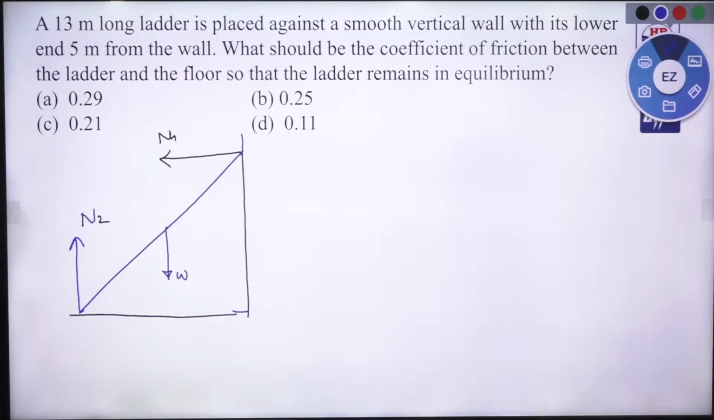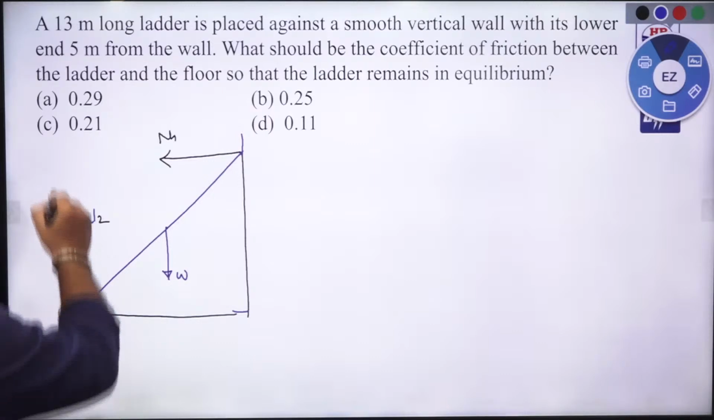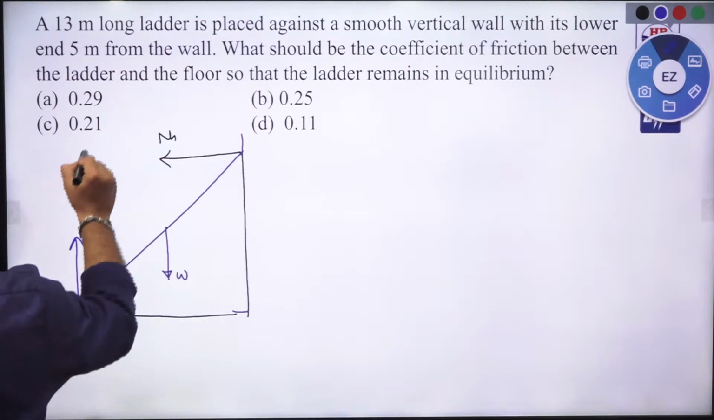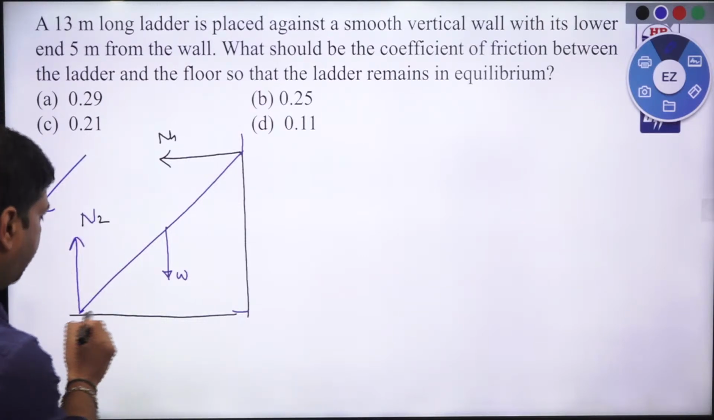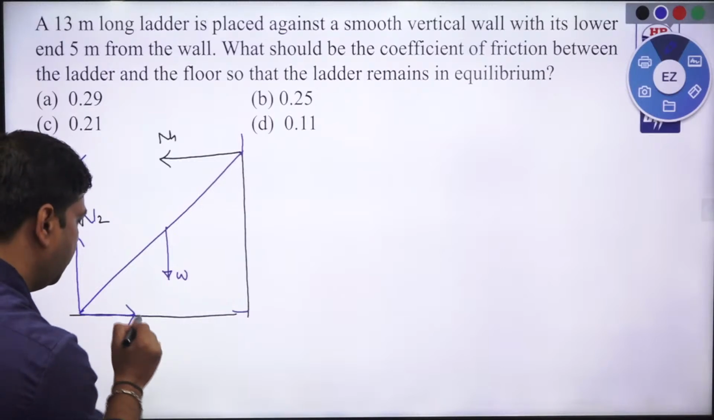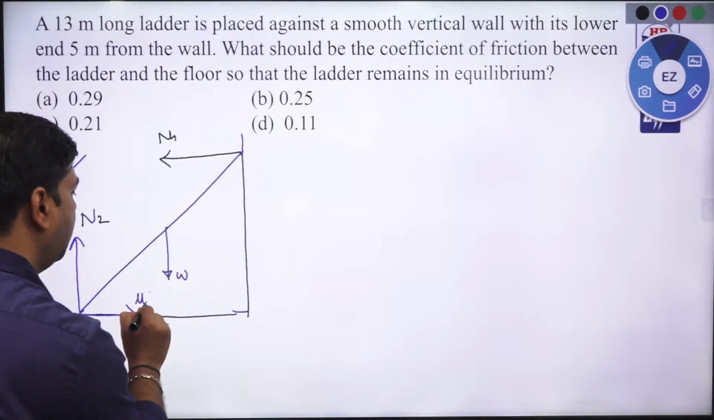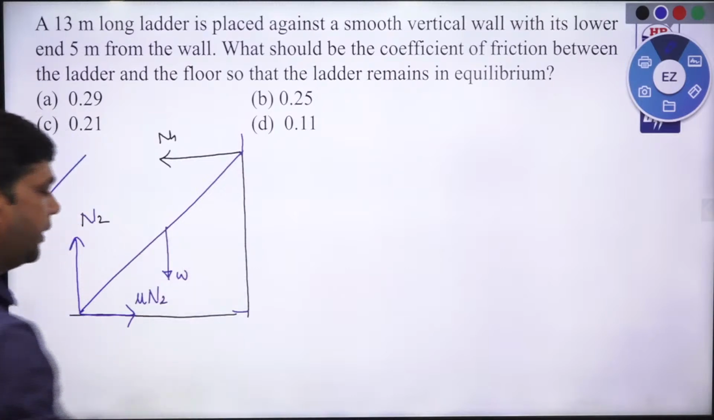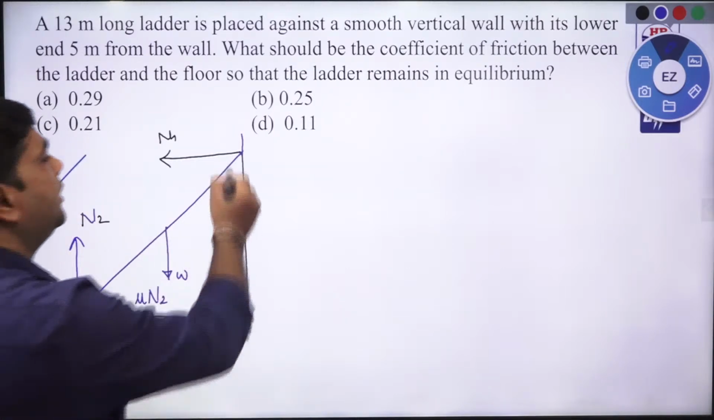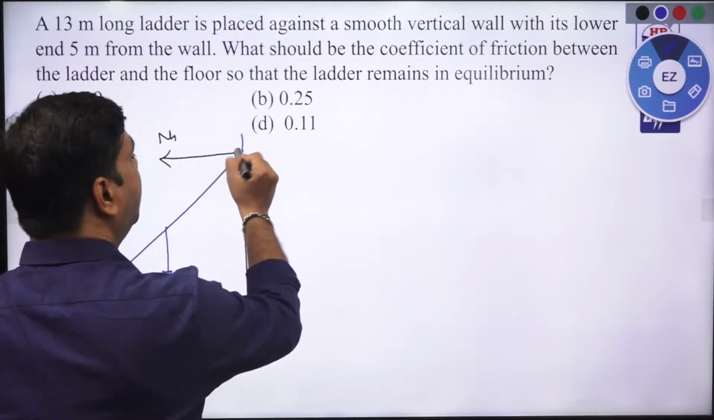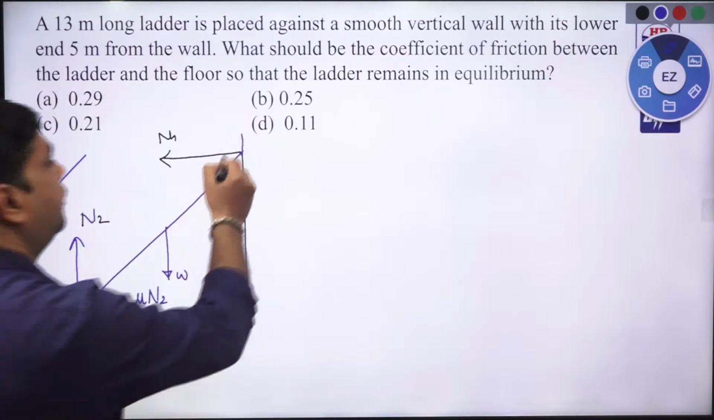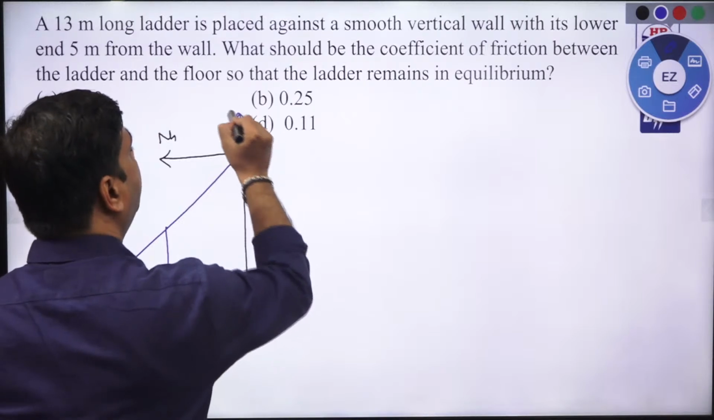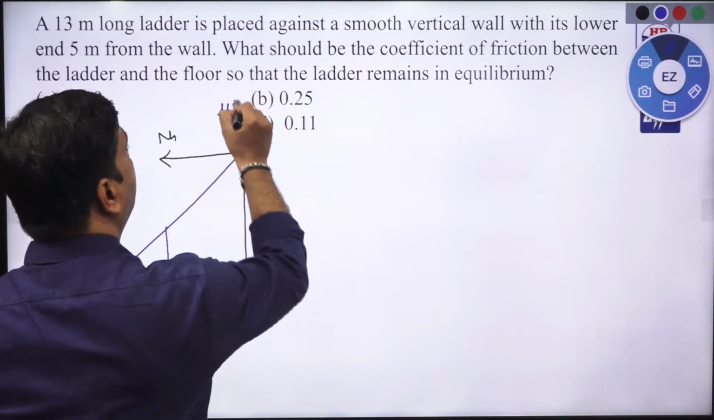After that, I am talking about the friction force. If this ladder is moving downward, then the friction force at that point acts like this, having the value of mu N2. And similarly at this point, if the ladder is moving downward, the friction force acts upward, having the value of mu N1.